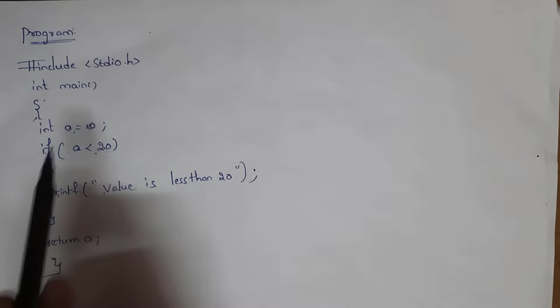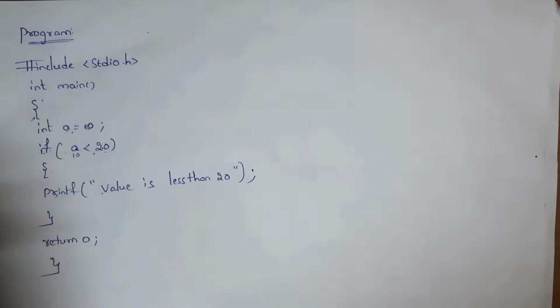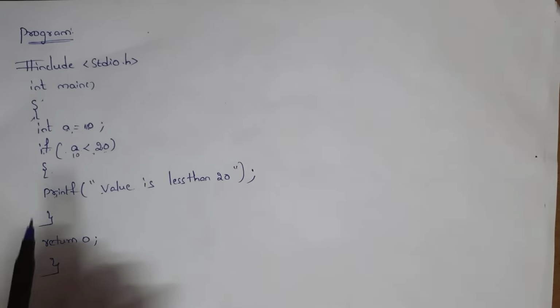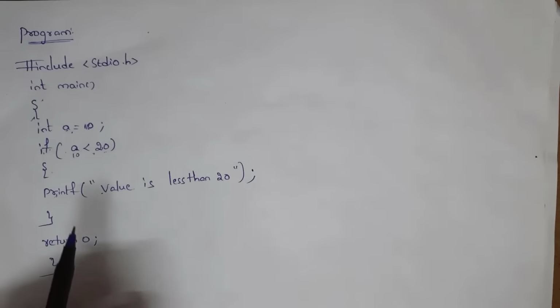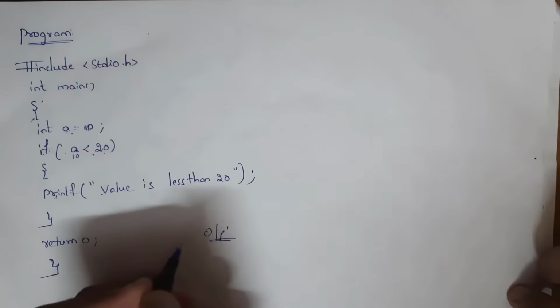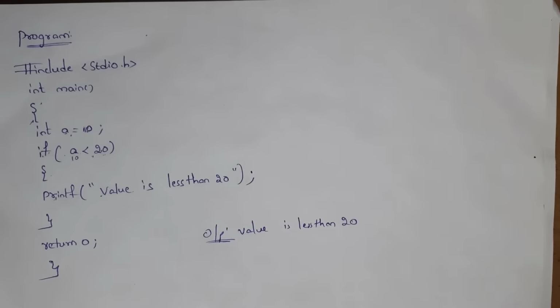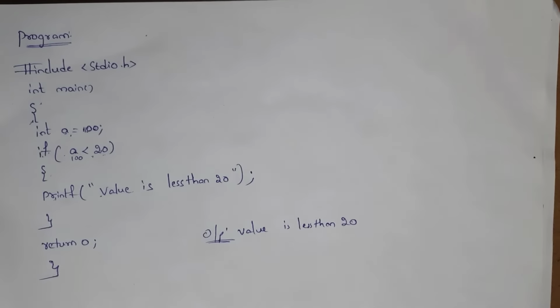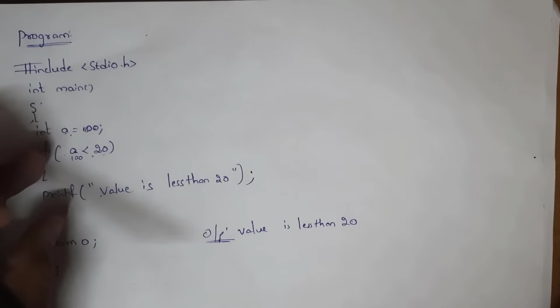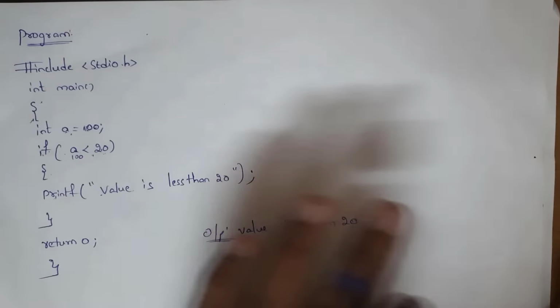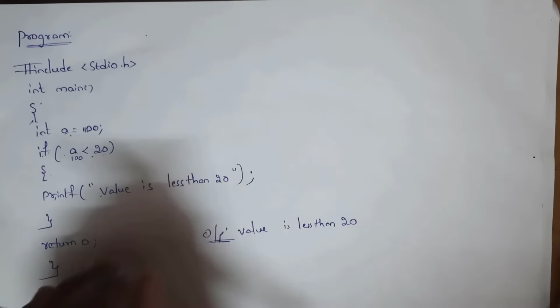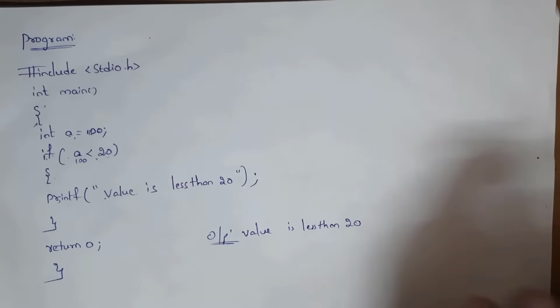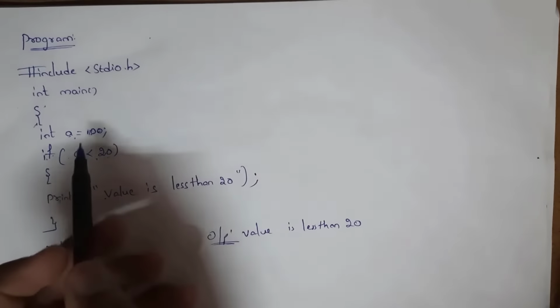Here I gave the value of a as 10. 10 is less than 20. This condition is true. So whatever statement is present inside if will be executed. So I will get the output as value is less than 20. For example, if I give the value of a as 100, 100 is not less than 20. 100 is greater than 20. So whatever statement is present inside if will not be executed because the condition is false. So I will not get any output if I give the value of a as 100.